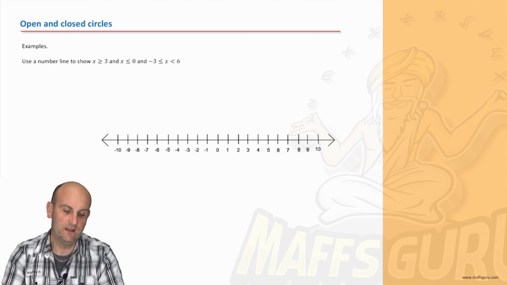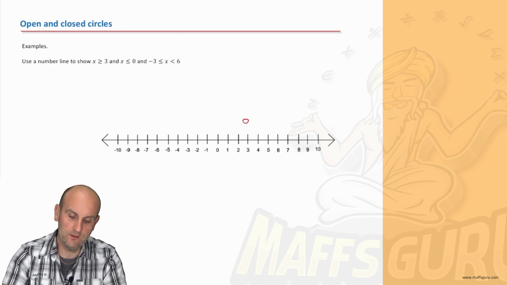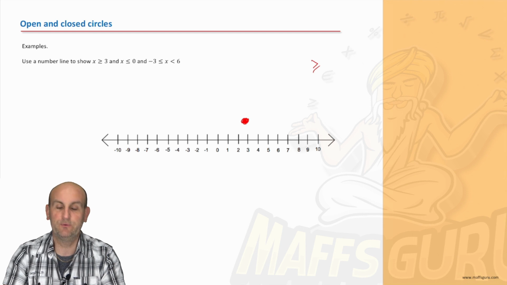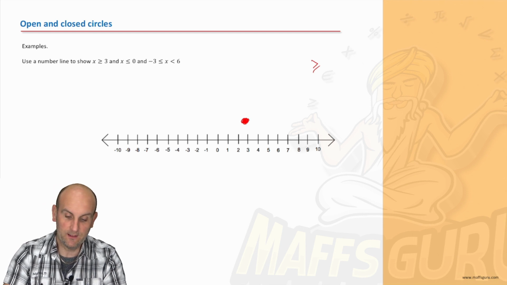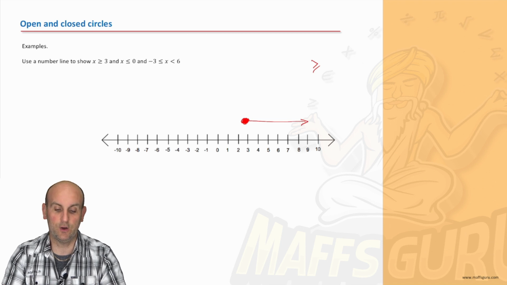So if we have here that x is greater than or equal to 3, I'm going to do a circle. Has it got that little line underneath it, that equal sign? It has, so I'm going to colour it in. Which way is my inequality pointing? It's pointing to the right. And there we go. Ka-ching. I have now got all of my solutions that include 3.